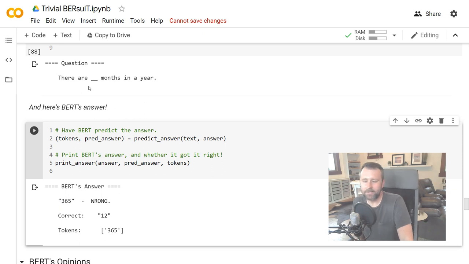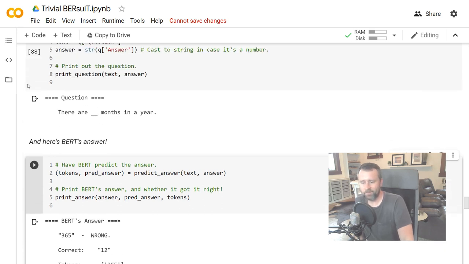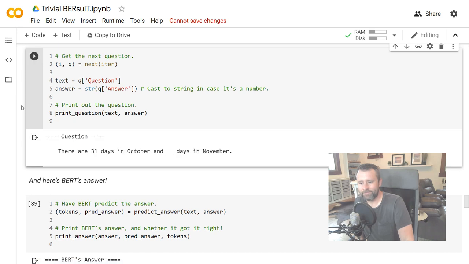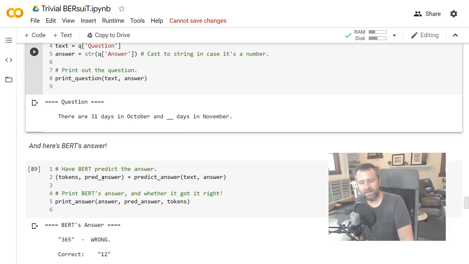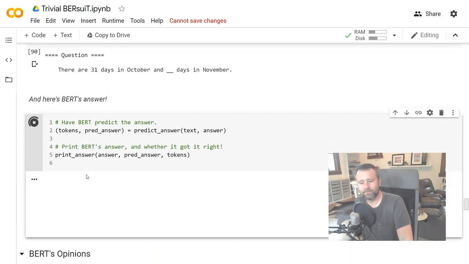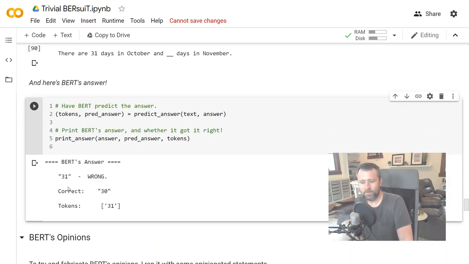365. Yeah. So, you know, it's like, oh yeah, there's something about the number of things in a year. 365 is the number of days, Bert, not months. There are 31 days in October and blank days in November. Use the little rhyme, Bert. 31? Good guess. No, 30.